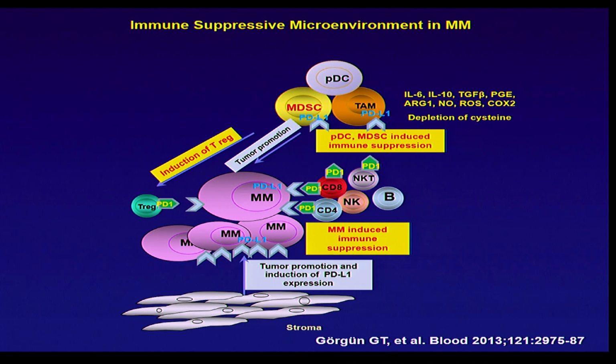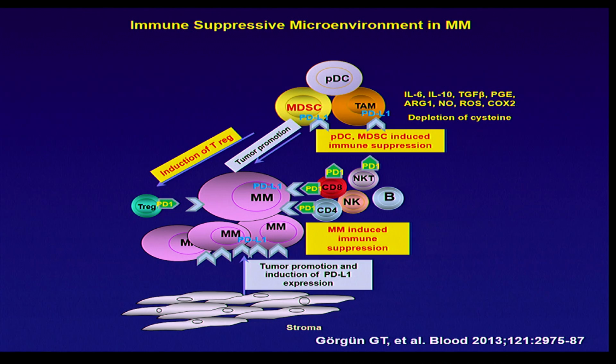So here's the evil myeloma cell expressing PD-L1, the immune effector cells that you know well expressing PD-1. But what's different, and in my theme of the tumor and the microenvironment, is there are other accessory cells in the microenvironment, myeloid-derived suppressor cells and plasmacytoid dendritic cells that express these checkpoint inhibitors.